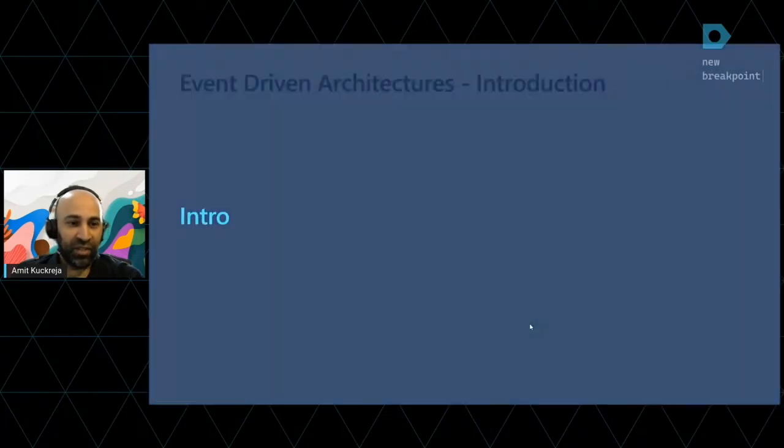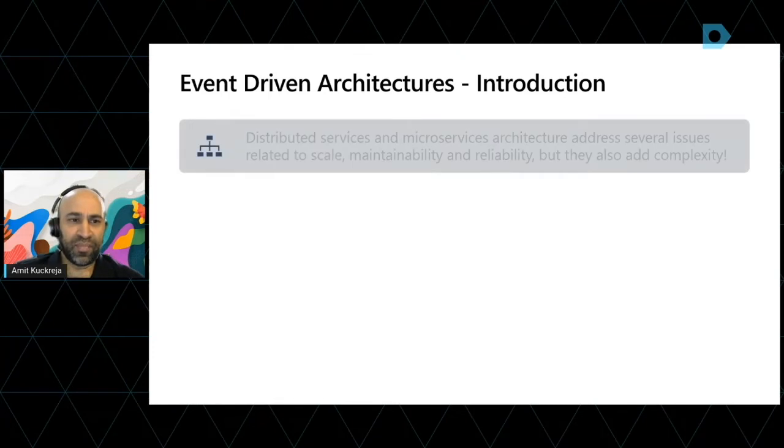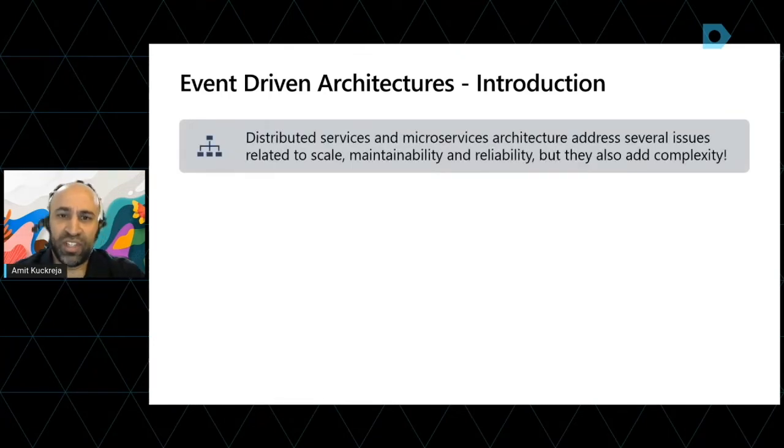So getting right into it, just a quick intro: distributed services and microservices architectures are very popular at the moment. There are always these discussions around microservices versus monoliths and the like, but they add a lot of complexity, right? They definitely do address some very important architectural and organizational requirements, but they add complexity.